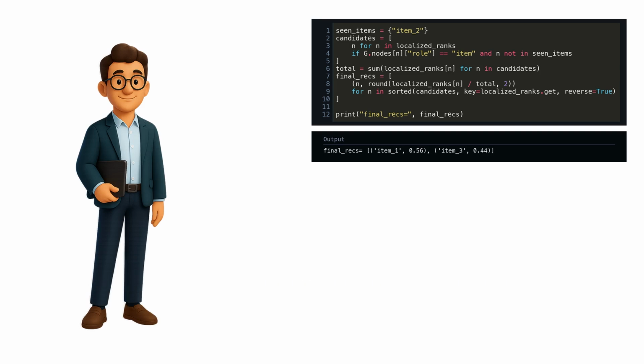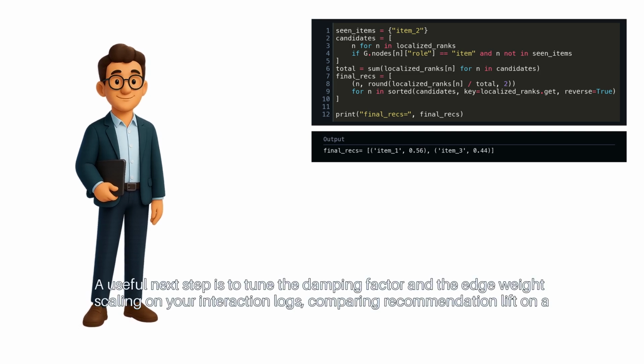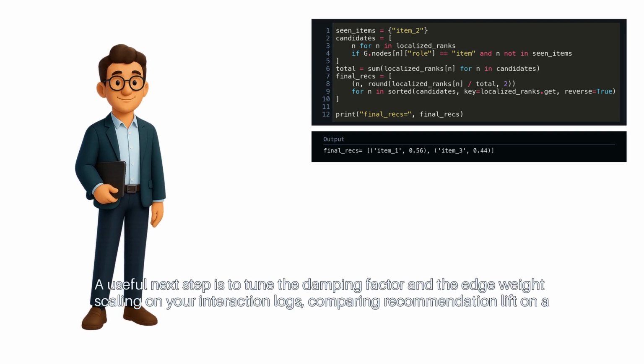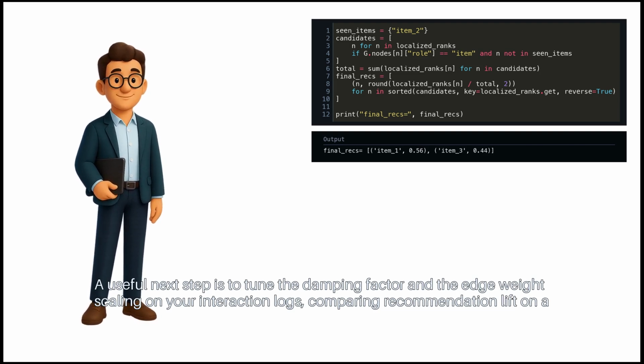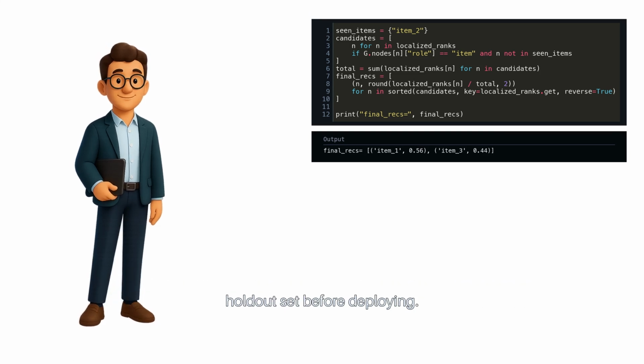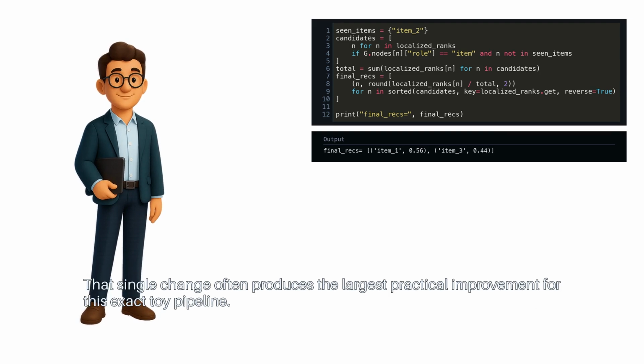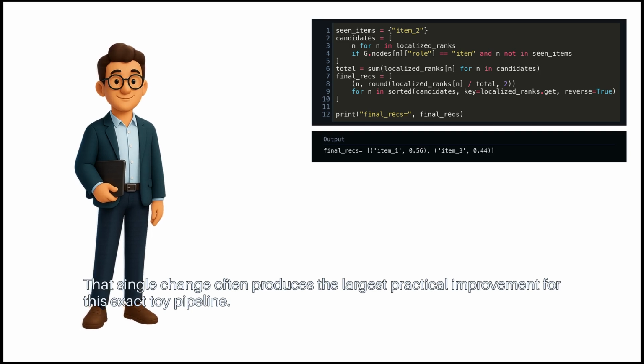A useful next step is to tune the damping factor and the edge weight scaling on your interaction logs, comparing recommendation lists on a holdout set before deploying. That single change often produces the largest practical improvement for this exact toy pipeline.